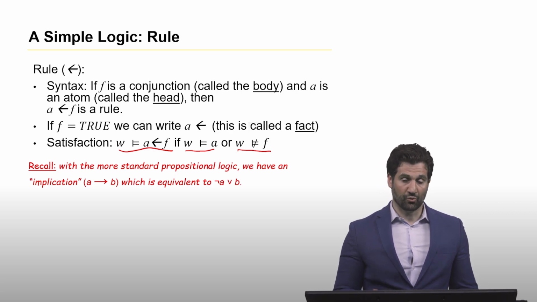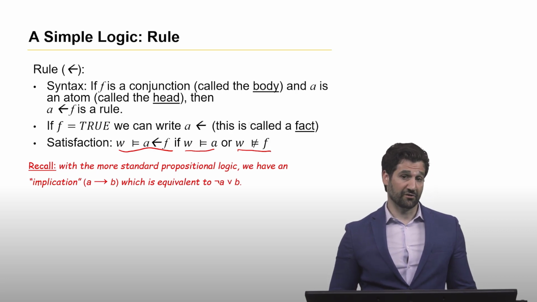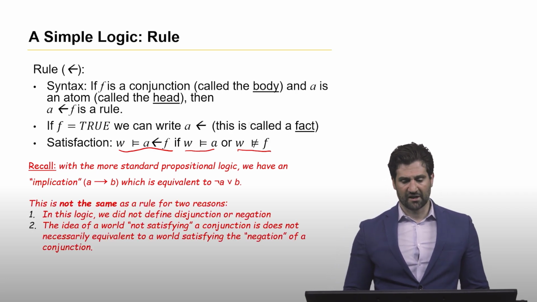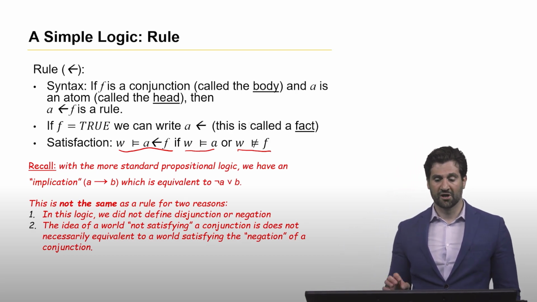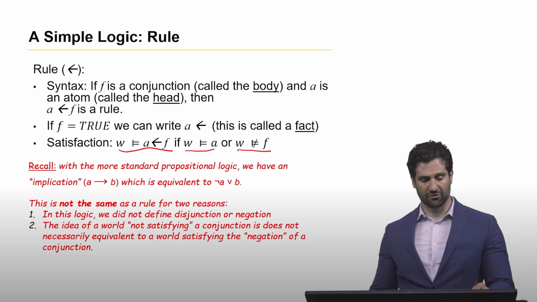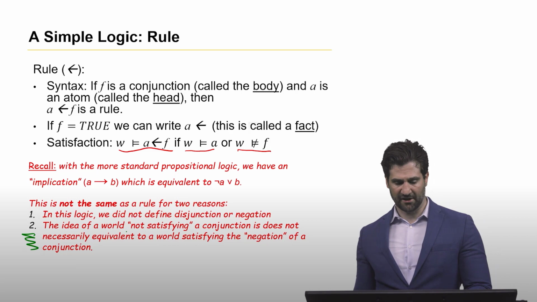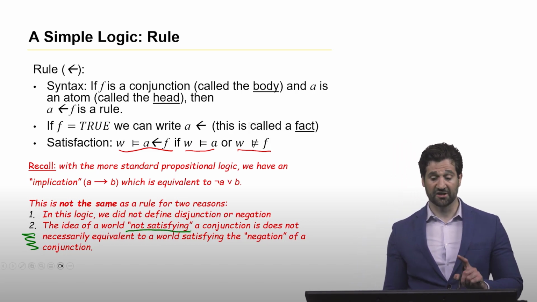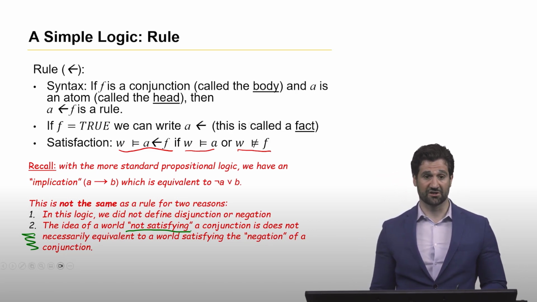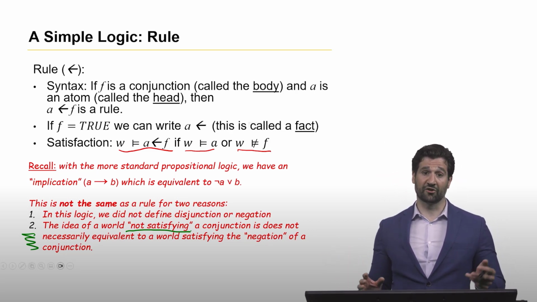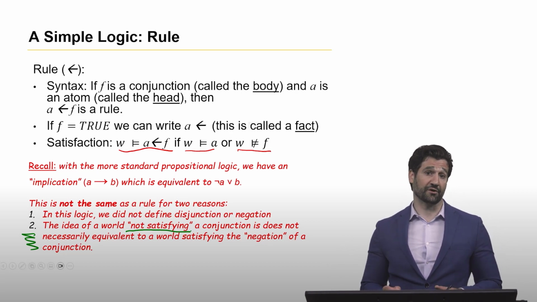Here, we are not making the same statement because one, there is no negation, and there's no disjunction either. There's no or in this language. But more importantly is item 2, and that the idea of a world not satisfying a conjunction is not necessarily equivalent to the world satisfying a negation of a conjunction. Later on in a few lectures, we will get into open world reasoning, and this becomes more important.